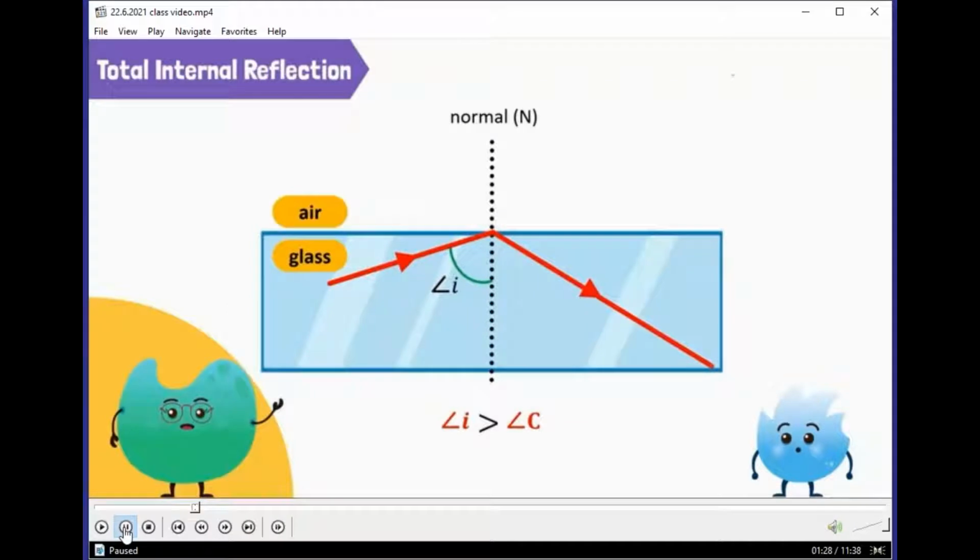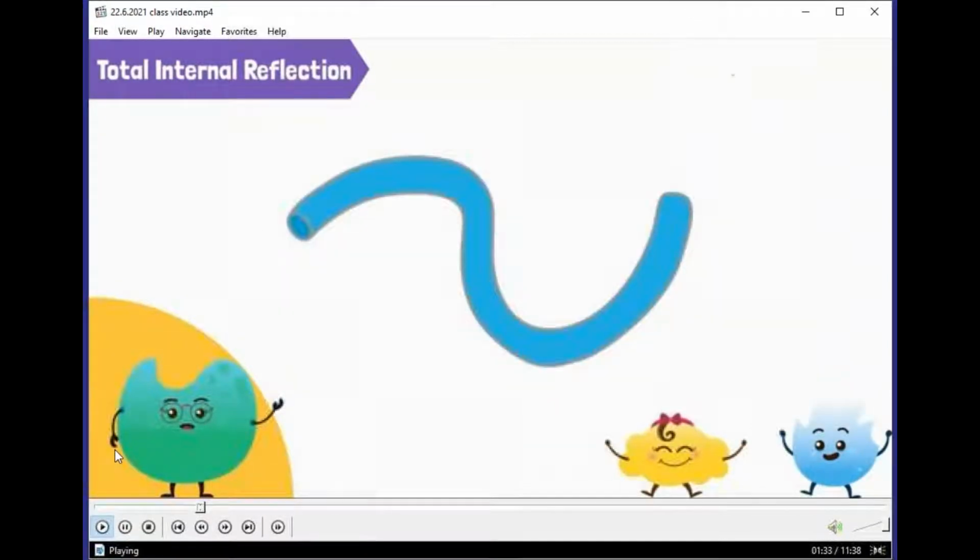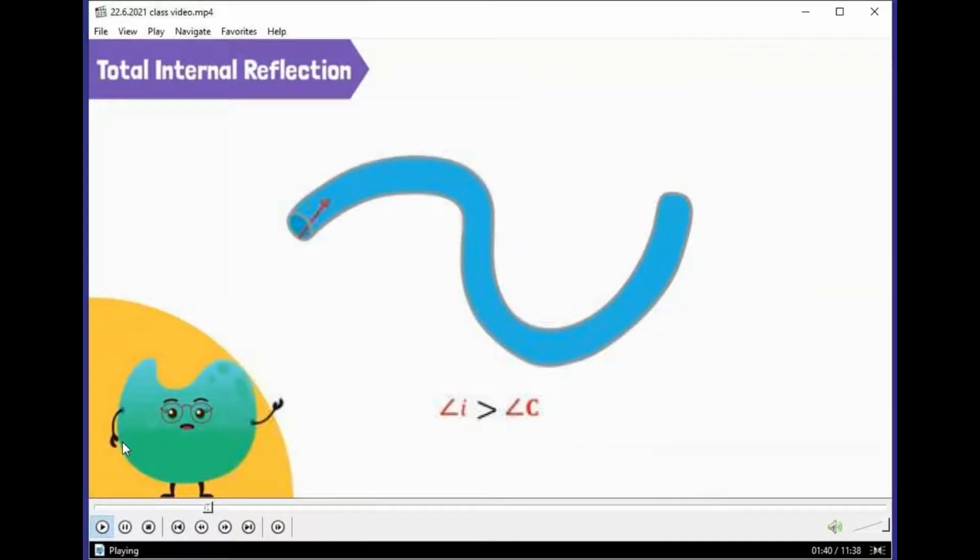So this is the principle we follow in our fiber optic cable. Total internal reflection. Okay, Li should be greater than Lc. That is, the incident angle should be greater than the critical angle. Going back to the example of the optical fiber, the light ray hits the inside surface of the wall of the optical fiber at an angle greater than the critical angle. Due to this, the light ray reflects within the same medium.